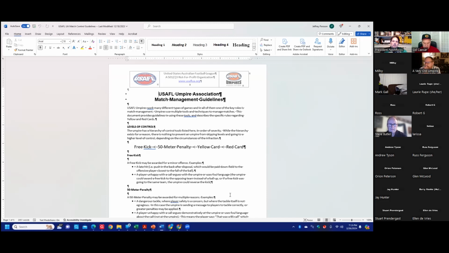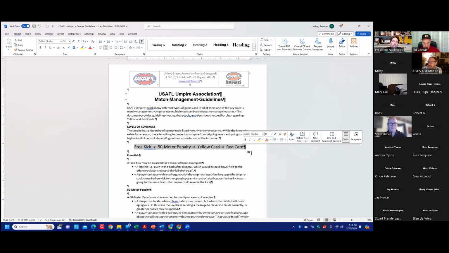So what I'm going to do is start here, and then I'm going to flip over to where these tools are available to you. So first, you can see the levels of control that you have, and these right here that I'm highlighting, these are the tools that you have available that are going to require a whistle. So when you blow your whistle, you say, hey, that's a free kick, or that's a 50-meter penalty, or that's a yellow card, or that's a red card. These are the tools that require a whistle.